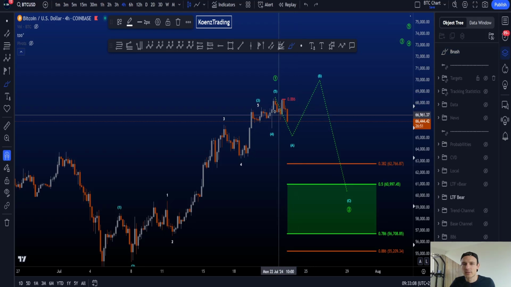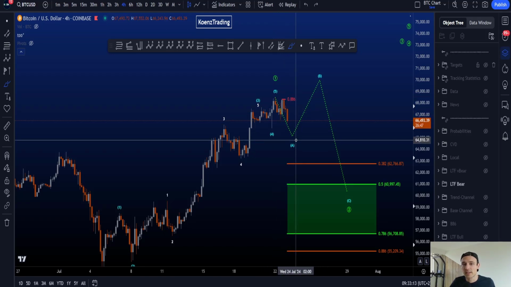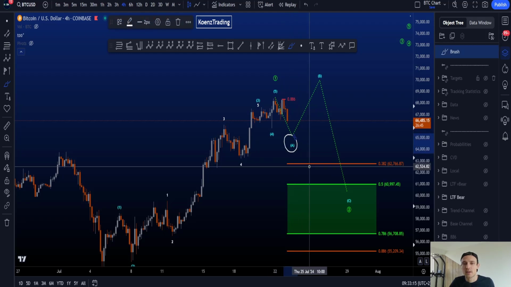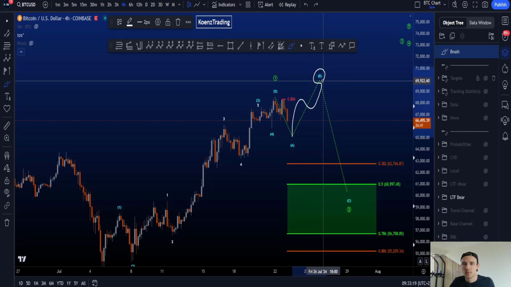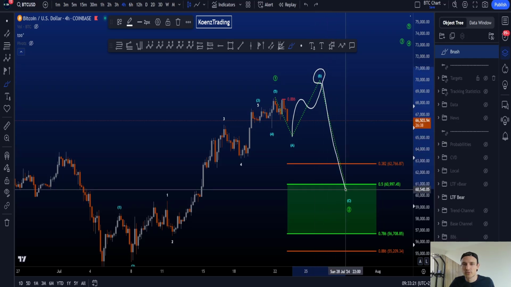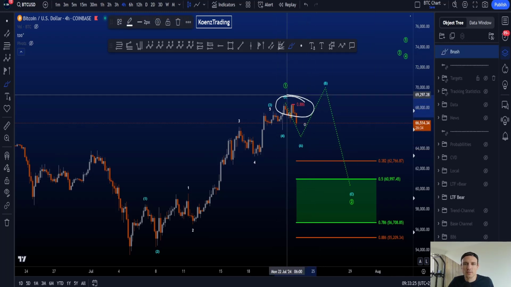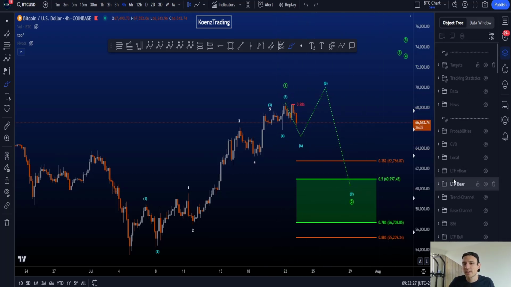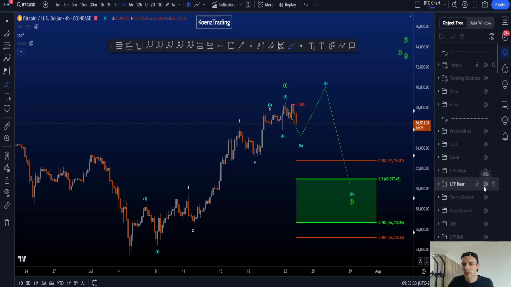The 0.886 increases probabilities for a 3-wave structure here, like a zigzag. Now a zigzag can appear in a wave A of a flat, and then have a 3-wave pattern in wave B here for then an impulsive C towards the downside. But in this case, you are still looking for price to take the highs, and with regards to probabilities, looking for a wave 5 has higher probabilities at the moment than looking for a wave B.